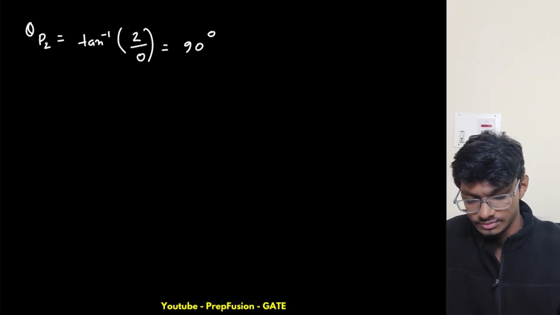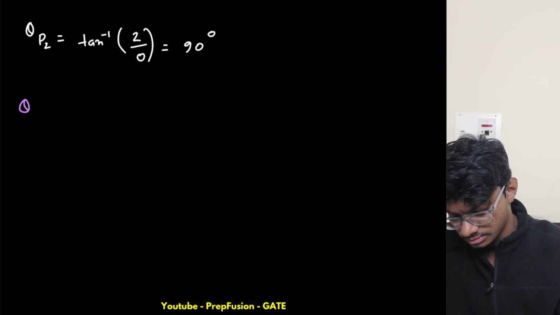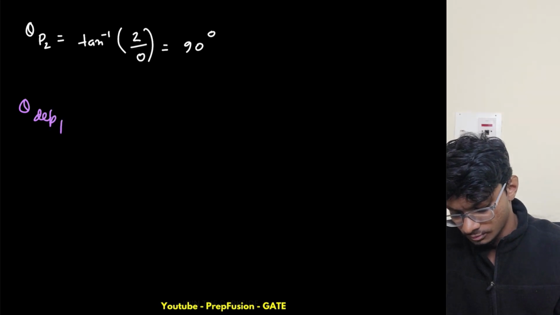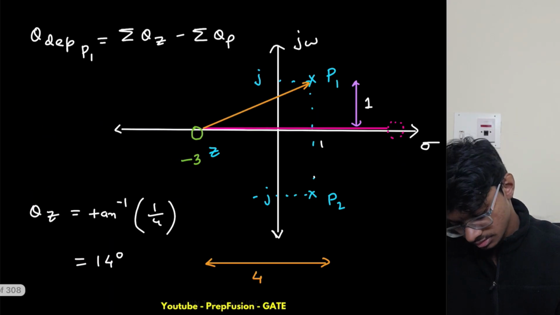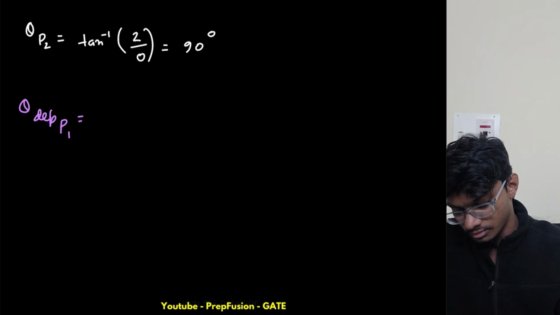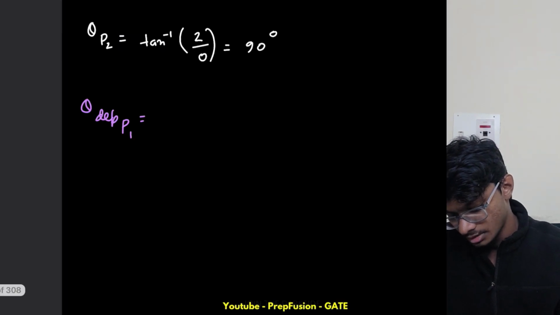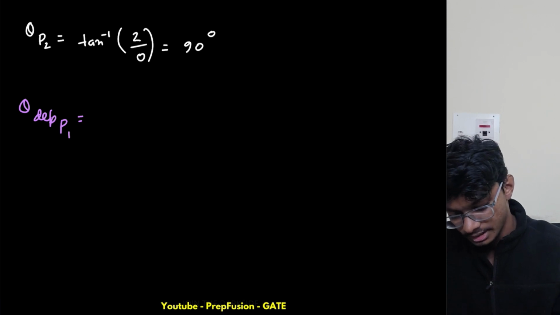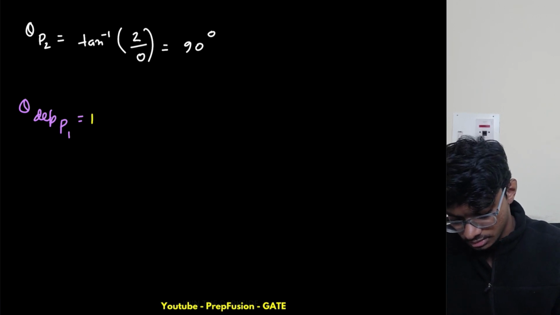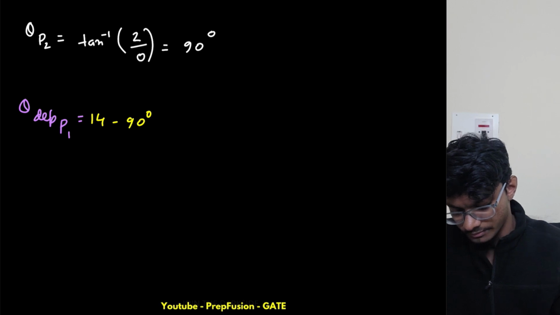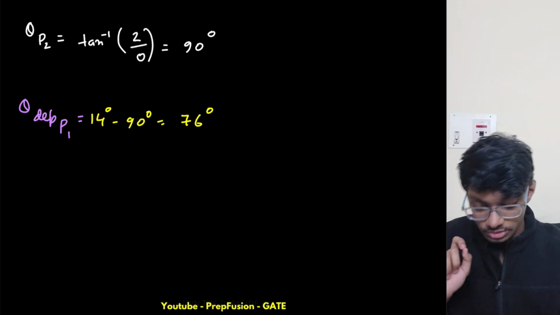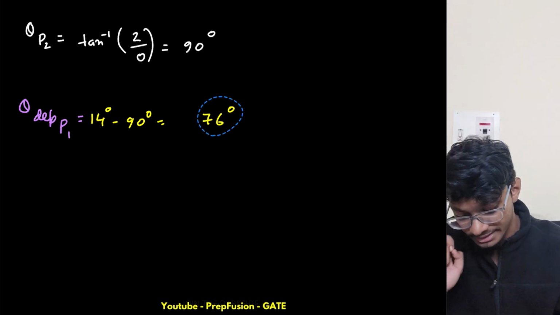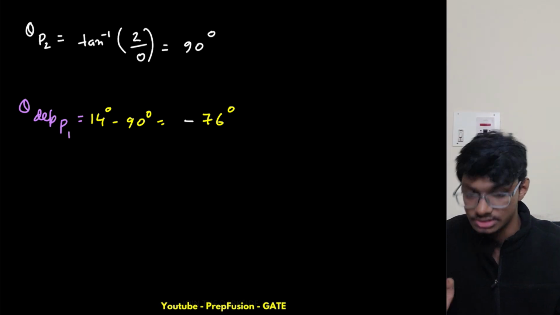If theta p2 is this one, what is my angle of departure for p1? It is simply equal to 14. The pole will get subtracted, zero will get added and pole will get subtracted. So 14 minus 90 is simply equal to 76, with a minus sign, so just be careful.